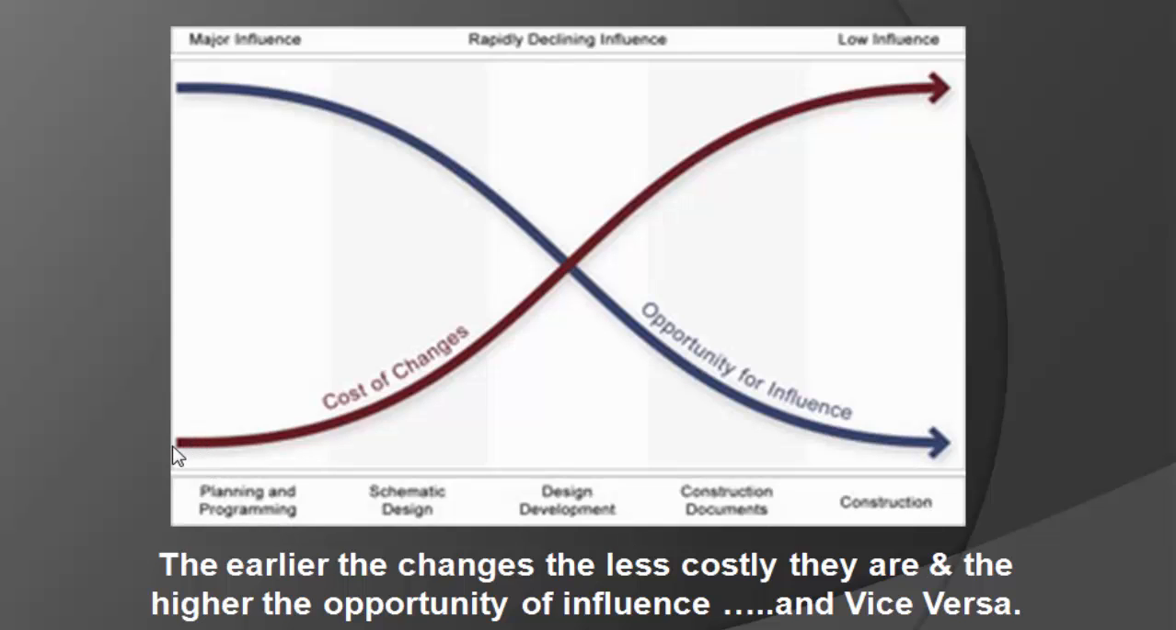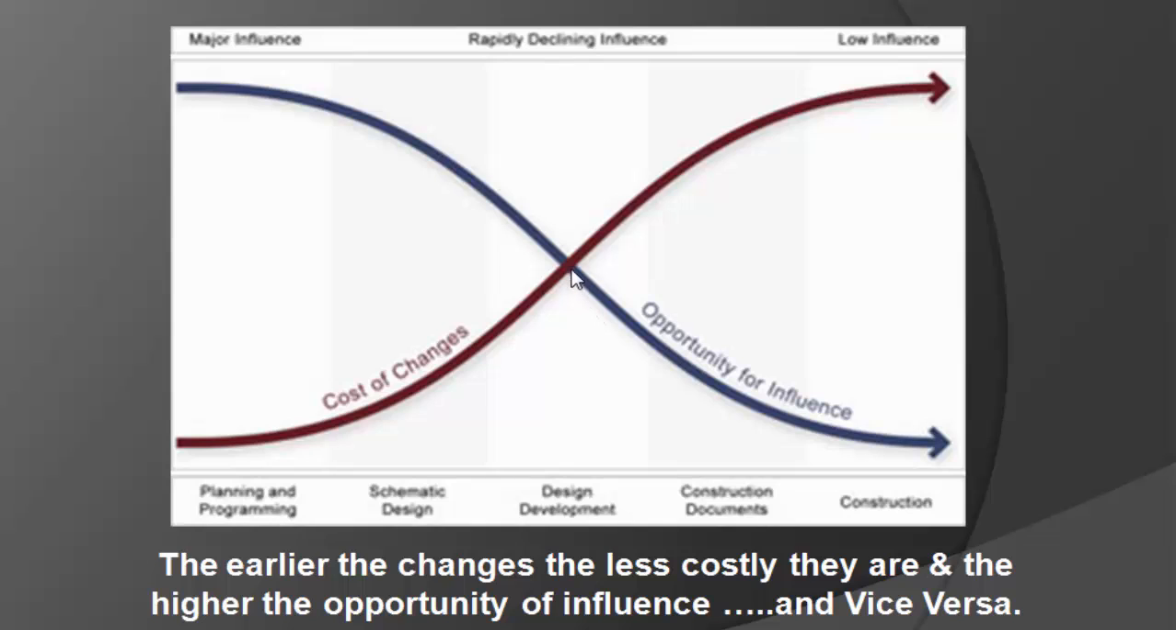At the beginning, the cost of changes is very minimal. You can do whatever you like to your design without incurring too much cost. The opportunity, however, is high. So the more time passes into schematic design, the cost of change becomes more costly, and also the opportunity for influence declines. This is what we call the rapidly declining influence.